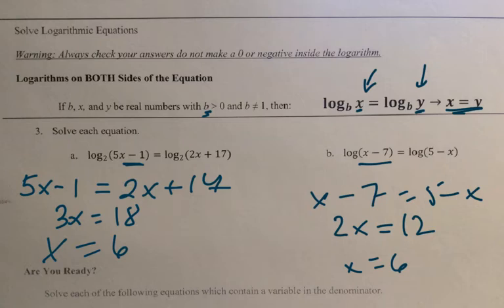But when I take the 6 and plug it into here, I get 6 minus 7 and 5 minus 6. Both of those are equal to negative 1, which I cannot take the log of, that negative value. So therefore, these cannot work. There is no solution that can make this true. So you could state that there's no solution.